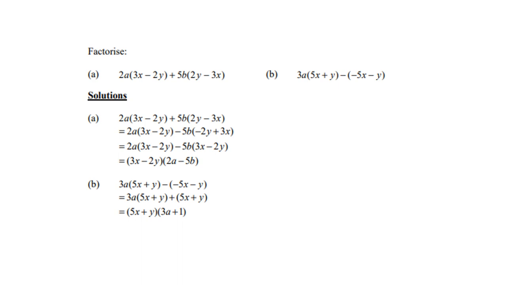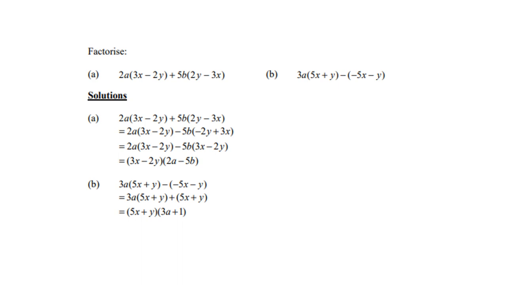Let's look at the following example. 2a into (3x minus 2y) plus 5b into (2y minus 3x). Then you will notice the brackets don't look exactly the same. However, I can make them the same by taking out a negative in the second bracket. Then it becomes negative 5b, and inside the bracket it becomes 3x minus 2y. And now 3x minus 2y is a common factor. And what is left, therefore, is 2a minus 5b.